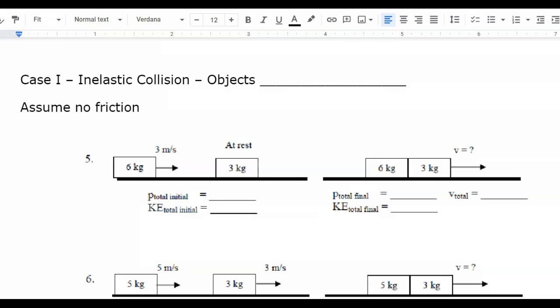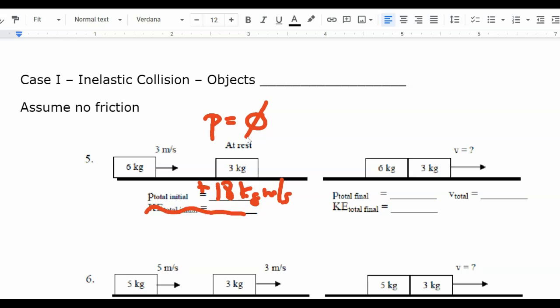Objects attach after collision. So ignore all that kinetic energy stuff. All right, this one is going in the positive direction, so it's 18 kilogram meters per second, positive. Don't worry about that. And then after this, what's the momentum of this guy right here? What's this momentum? P is how much? 0. It's not moving. Has no momentum at all.